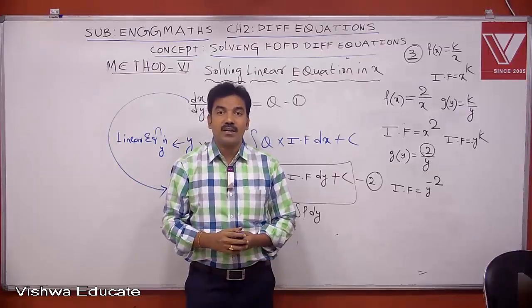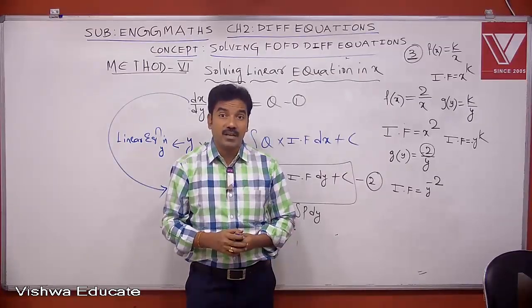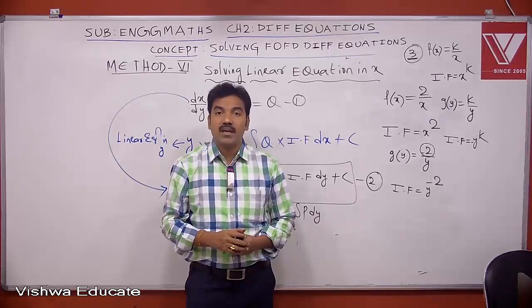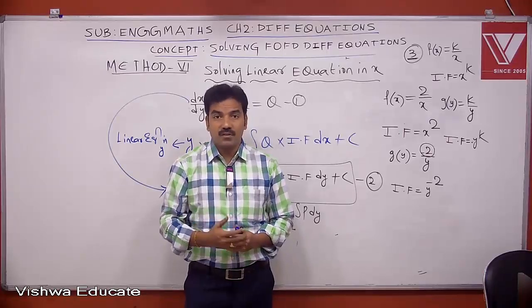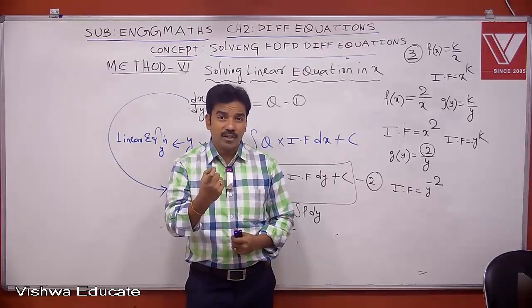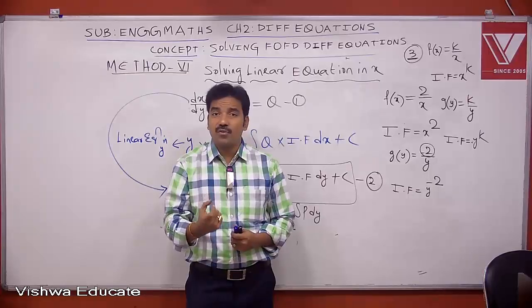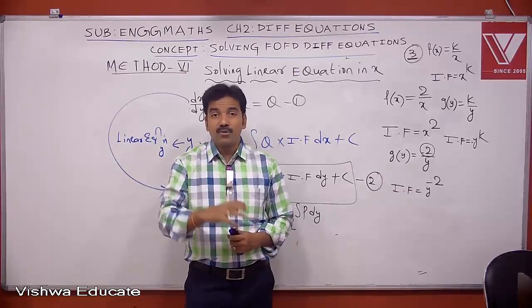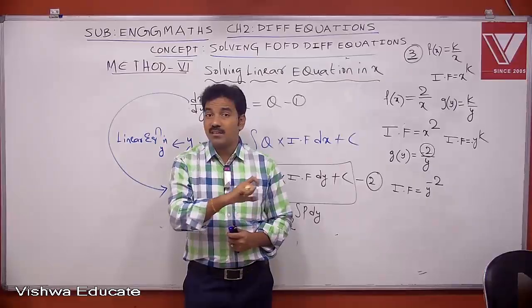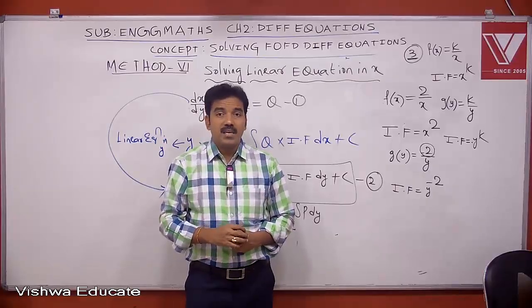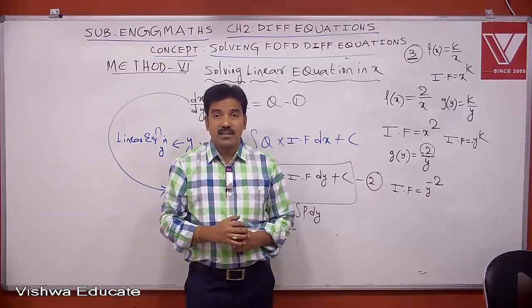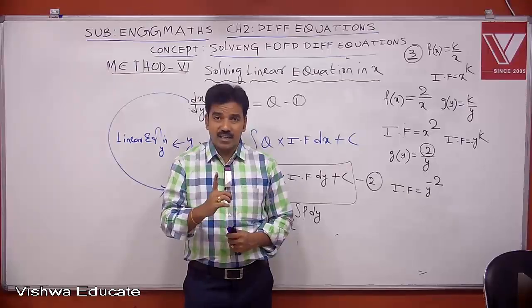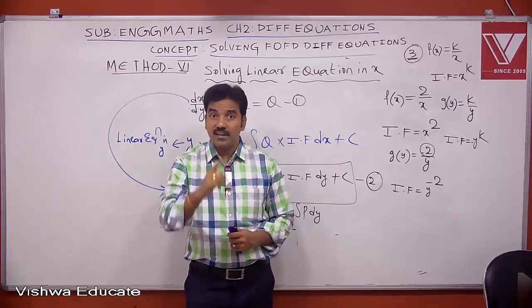Because in case 1, integrating factor is 1 by mx plus ny. In case 2, it is 1 by mx minus ny. But in case of 3, it is purely a function of x. In case of 4, it is purely a function of y. This is one model. Suppose the question is not related to options, if a blank question is given, then definitely a non-exact equation will have an integrating factor.